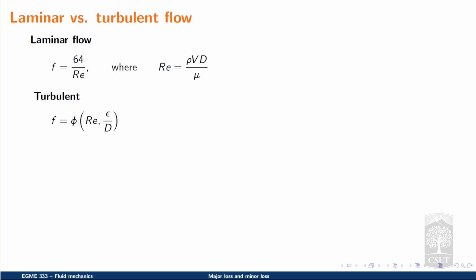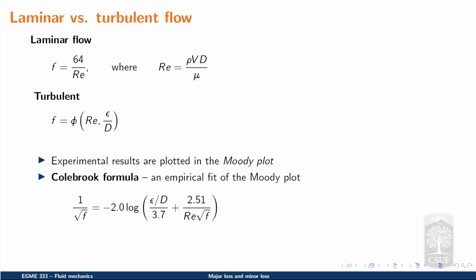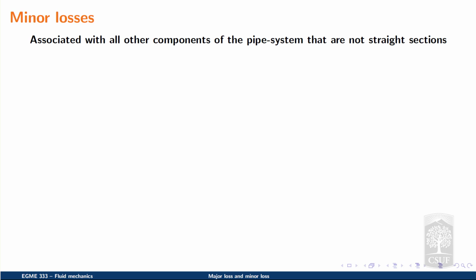If we are dealing with a turbulent flow, we also have to consider the relative surface roughness of the pipe. The value of f can be obtained from experimental results, which are plotted in the famous Moody plot, or you can utilize the Colebrook formula. The other category of head loss is minor losses, which are pressure losses associated with all other components of a pipe system that are not straight sections of pipe.